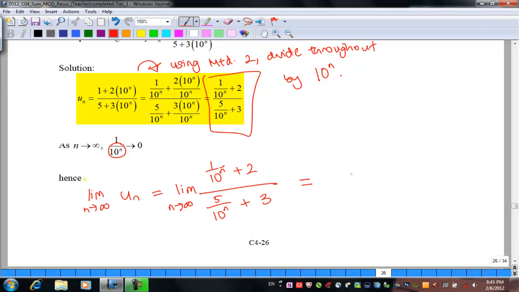And this is going to be equals to 0 plus 2 over 0 plus 3, where the two zeros come in because this is going to go to a 0, and this is also going to be 0. So therefore, my answer is simply 2/3. Okay, so what we have covered in this video are two different methods for evaluating the limit of a non-recursive sequence. In the next video, we will study the limits of recurring sequences.